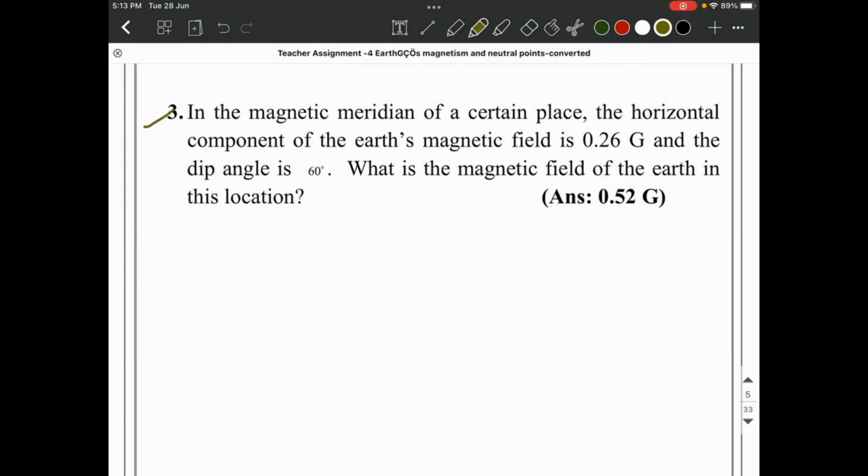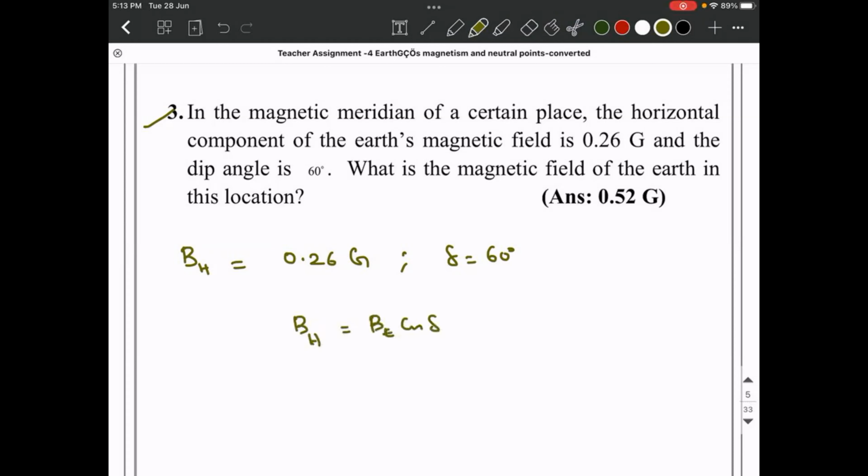In the magnetic meridian of a certain place, the horizontal component of the Earth's magnetic field is 0.26 Gauss. So what is the given data? The horizontal component of the Earth's magnetic field is 0.26 Gauss, is it right? And the angle of dip is 60 degrees. What is the magnetic field of the Earth in this location? So BE is equal to how much? Sorry, BH is equal to how much?